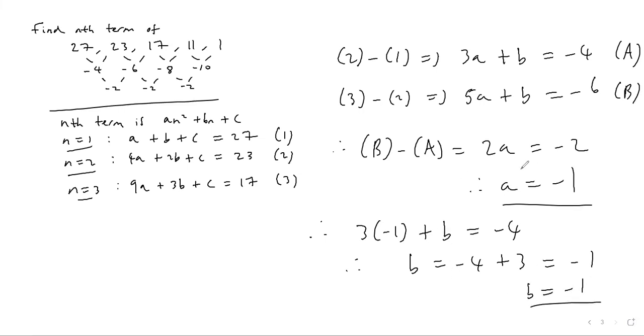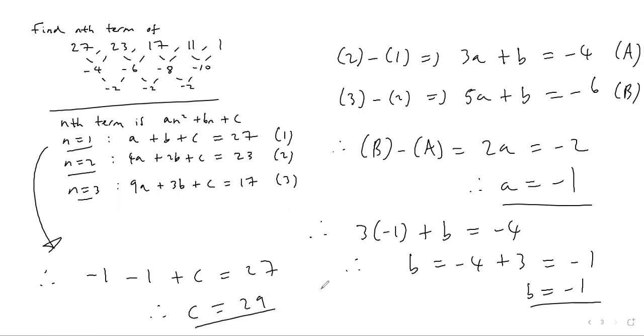And then, okay, so we're nearly there. We've got a, we've got b. How about c? We can use equation number 1. So we know that -1a plus b, which is -1, plus c is going to be 27. So add 1 to both sides, add another 1 to both sides, and you get c equals 29. So therefore, the nth term is minus n squared minus n plus 29, because the a value is -1, the b value is -1 as well, and the c value we just found out to be 29.